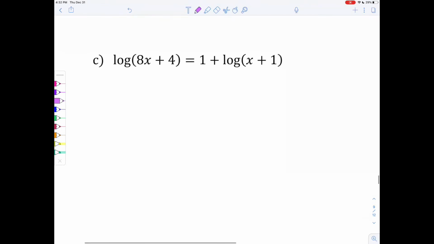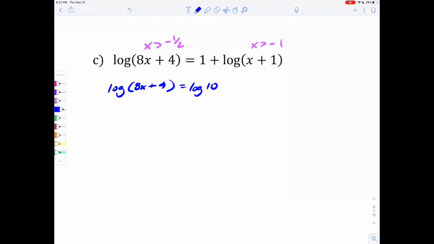Maybe I'll state some restrictions. x has to be at least -4/8, and this one says x has to be at least -1. All right. So left side, I'll leave as is. Right side, I need to write this 1 as a log. Log 10 is equal to 1. So that's that change there. And then this other log, I'll leave same. So that's all that happened here. I turned that 1 into log 10.